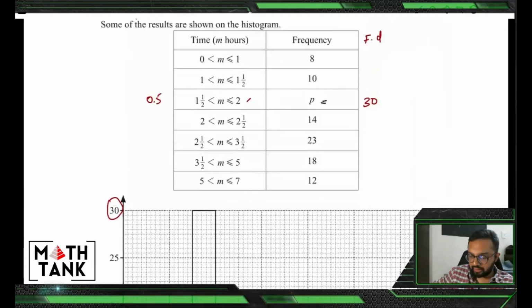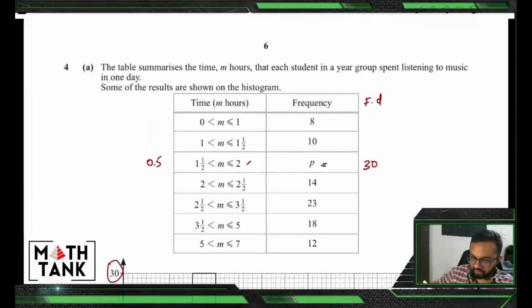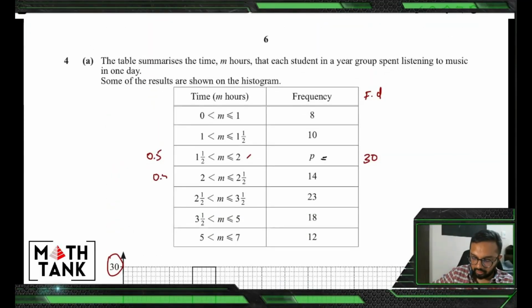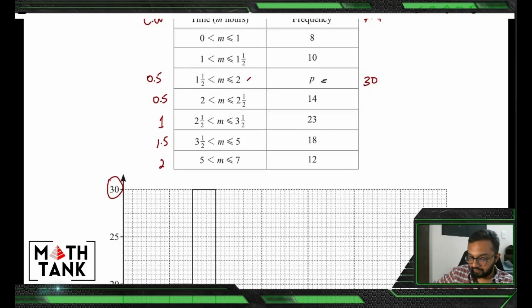Then it says complete the histogram. So I'm going to need the class width for all of these bars. 0.5, 0.5, this is class width. It's upper boundary minus lower boundary. Okay, this one isn't 0.5. This one is 1, 3.5 minus 2.5. 5 minus 3.5 is 1.5. 7 minus 5 is 2. So I have to be careful when I draw it because the bars are very different from each other.